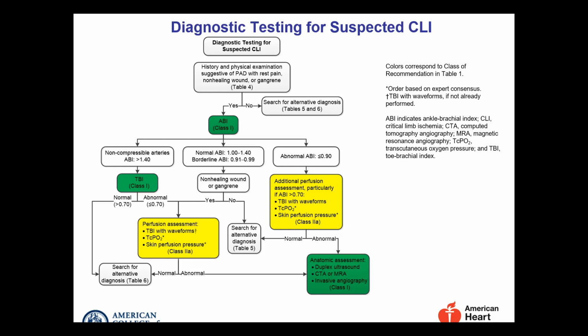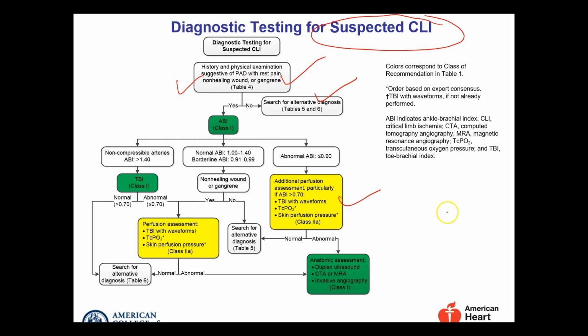So this is diagnostic testing for suspected critical limb ischemia. You know, that person that comes in and has non-healing wounds, or they have like this cold toe, or you have pain at rest. So if they don't have that, again, you're going to search for the alternative diagnosis. But if the ankle brachial index is abnormal, you're going to do some additional perfusion studies. And this is for suspected chronic limb ischemia, which means a wound or gangrene. That's when you're going to go further with that.